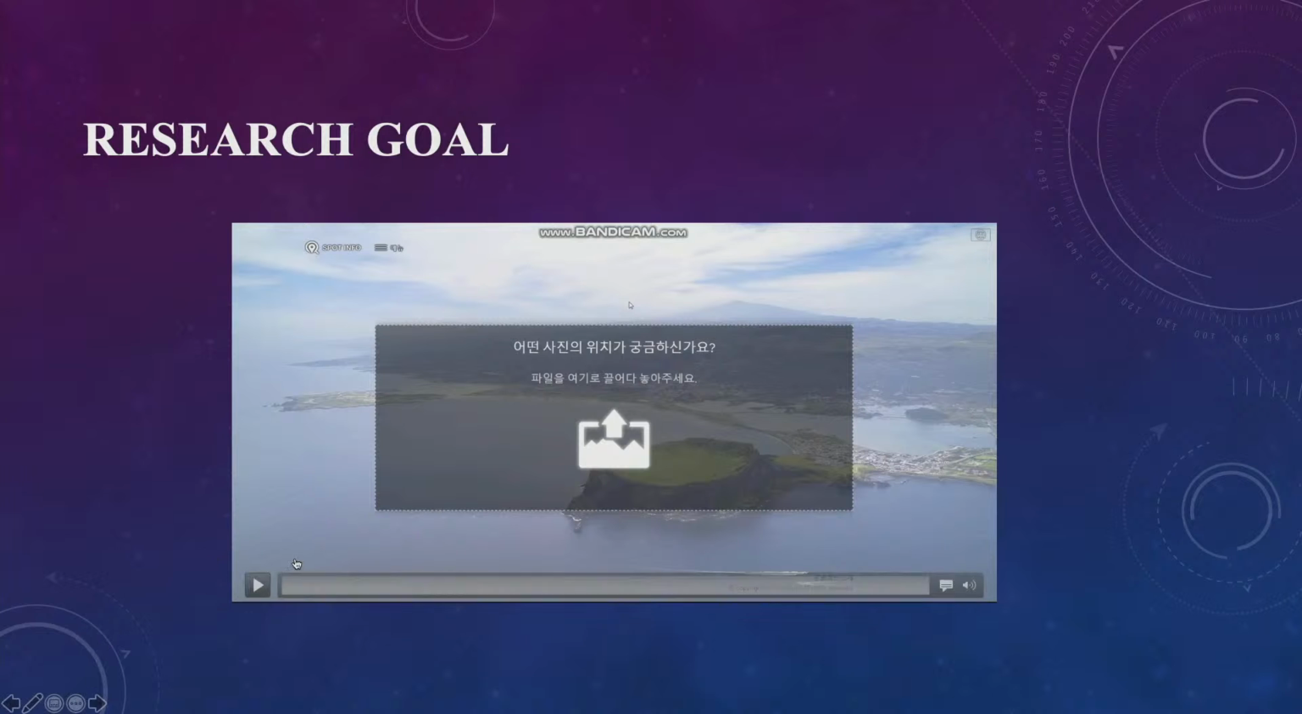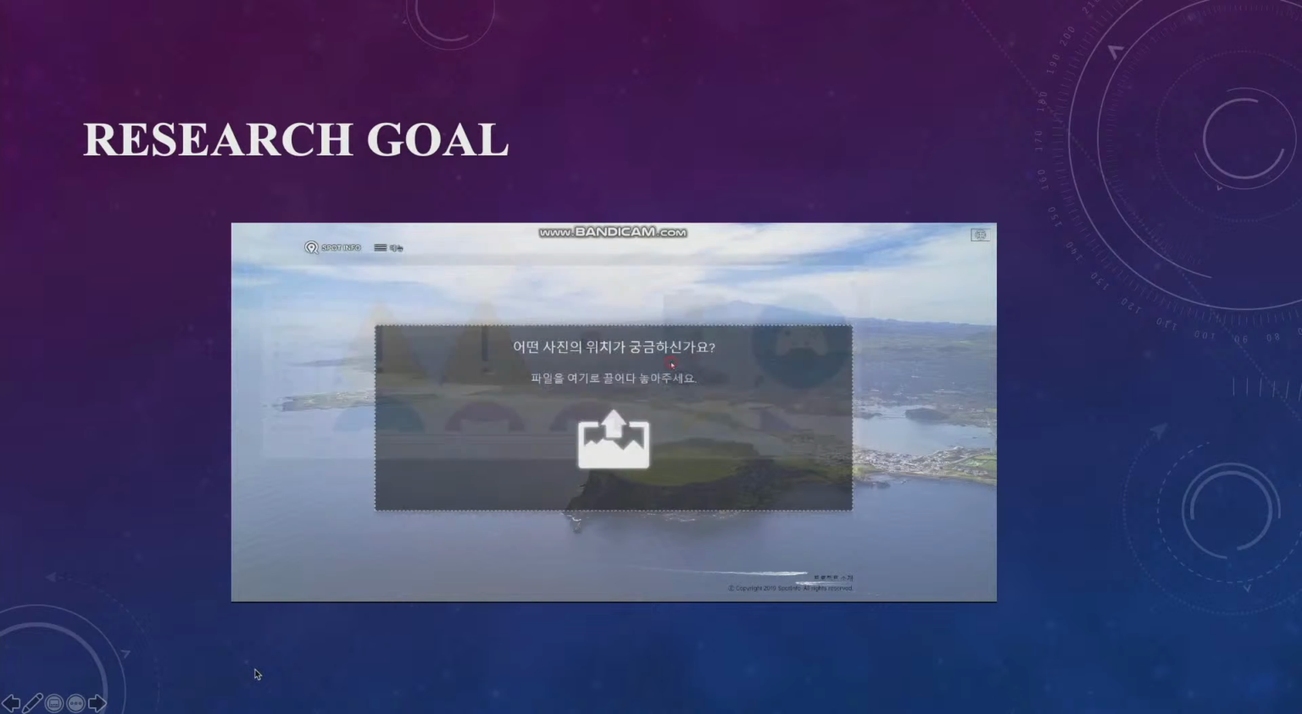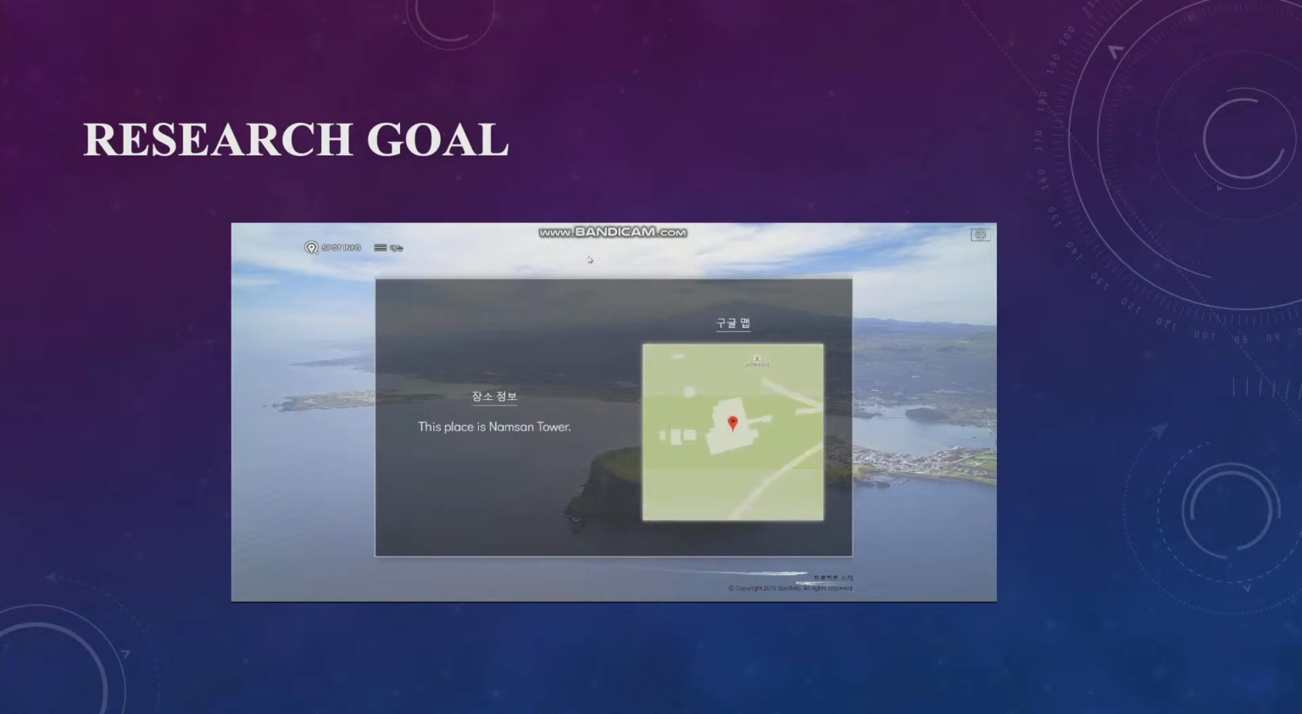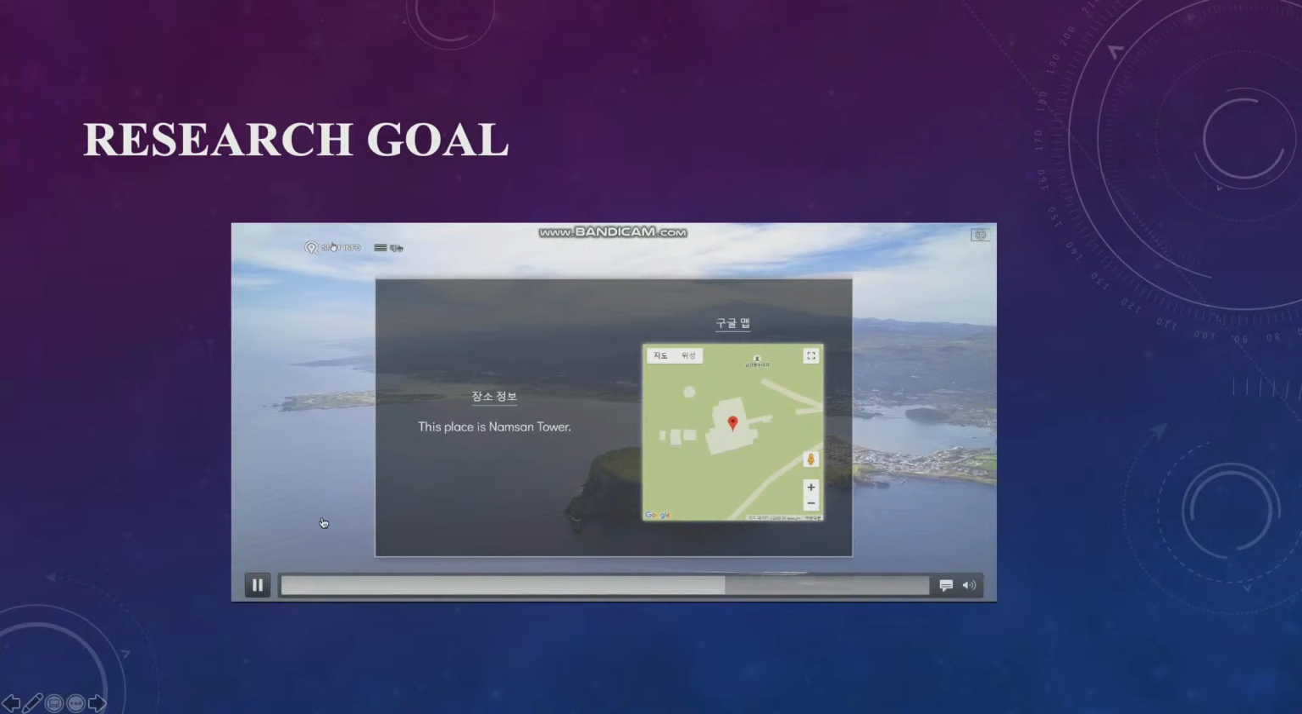This is the website prototype. So, if the user inputs the specific location image, the website tries to classify and gives the prediction result with useful information about the location.